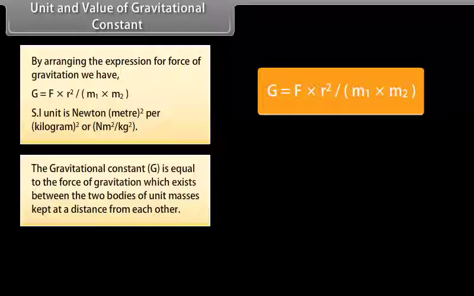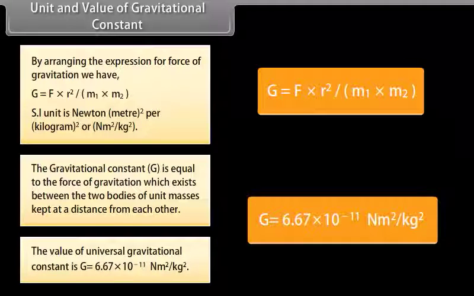The gravitational constant G is equal to the force of gravitation which exists between two bodies of unit masses kept at a unit distance from each other. The value of universal gravitational constant is G equal to 6.67 into 10 raised to the power minus 11 Newton meter square per kg square.